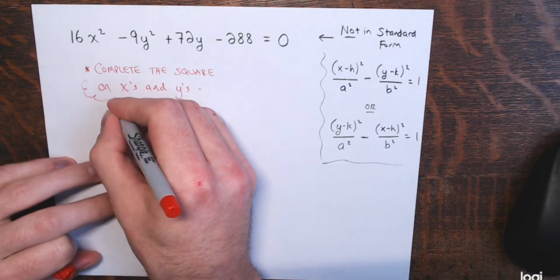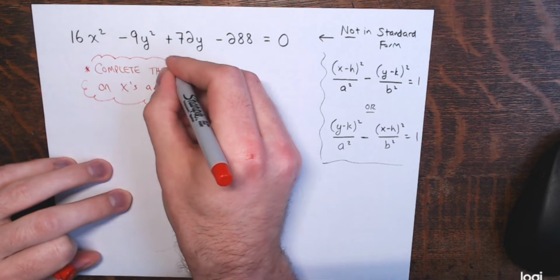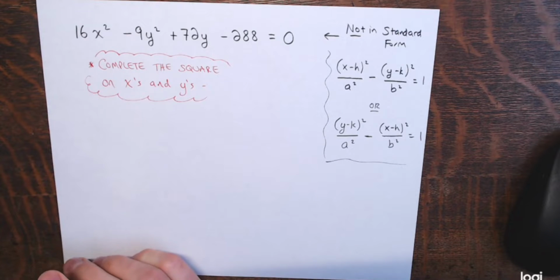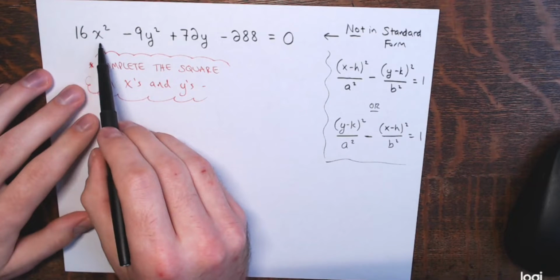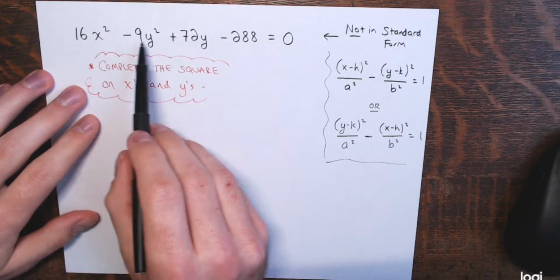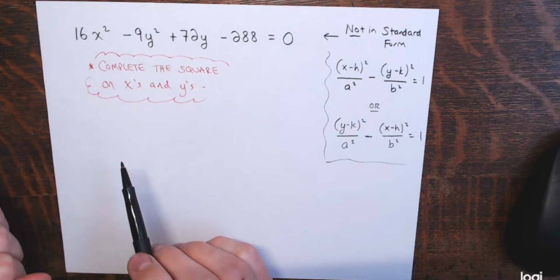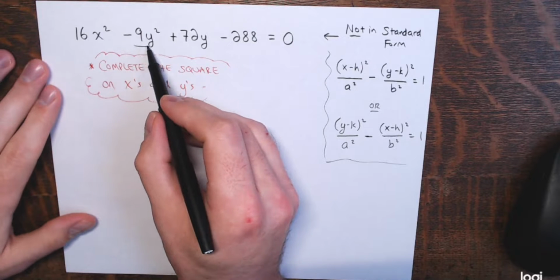Now, for this particular example, I don't need to do it on the x's, because you see there's an x squared term, but there is no x to the first term. So I don't need to do it on the x's. But the y's I do.